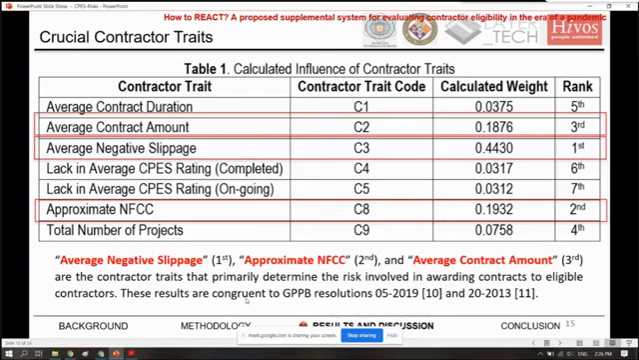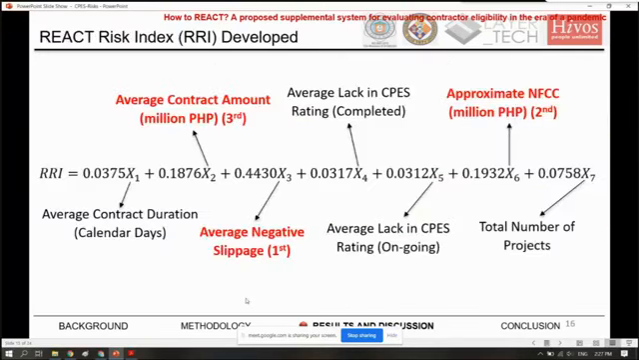And then our second in rank is the approximate NFCC, and finally the third is the average contract amount. What this shows us is that the performance of a contractor, specifically in these areas, the average negative slippage, the approximate NFCC, and the average contract amount, greatly characterize their performance in dealing with our contracts in the government. So this is the formula that we have derived.